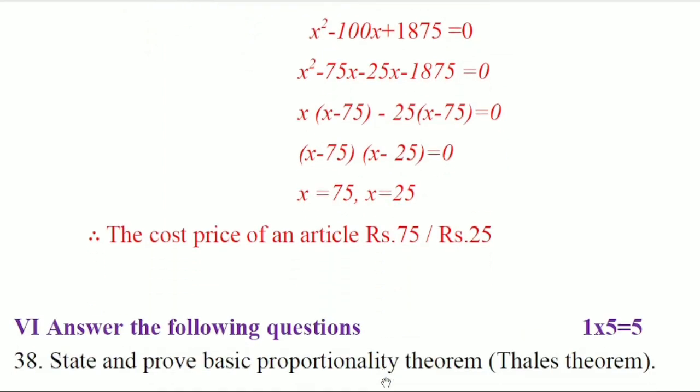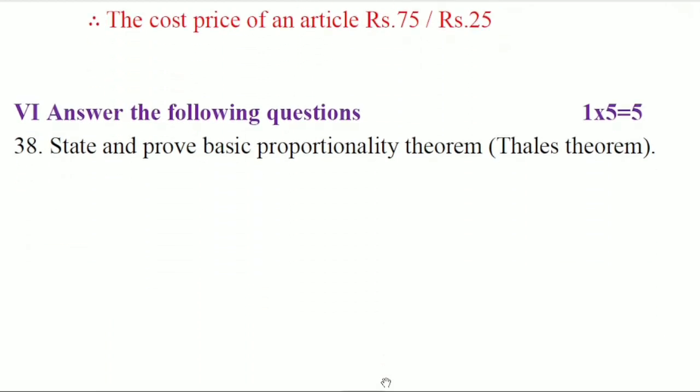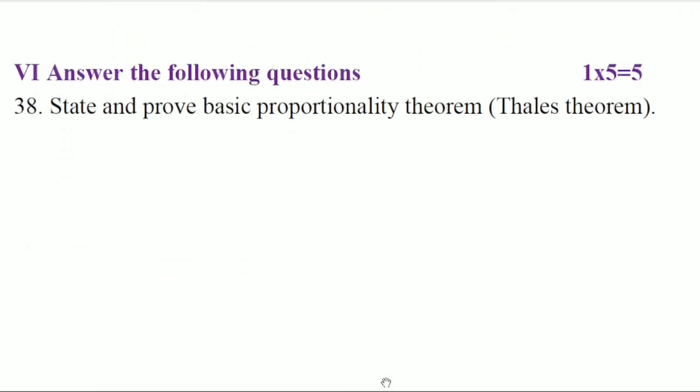The last main, that is the sixth main, is to answer the following questions. Here there is only one question, that is only the theorem, and the theorem will carry 5 marks. So the 38th question: state and prove the basic proportionality theorem, that is Thales theorem. So don't forget this theorem, they will ask it for 5 marks. So learn it and get 5 marks.